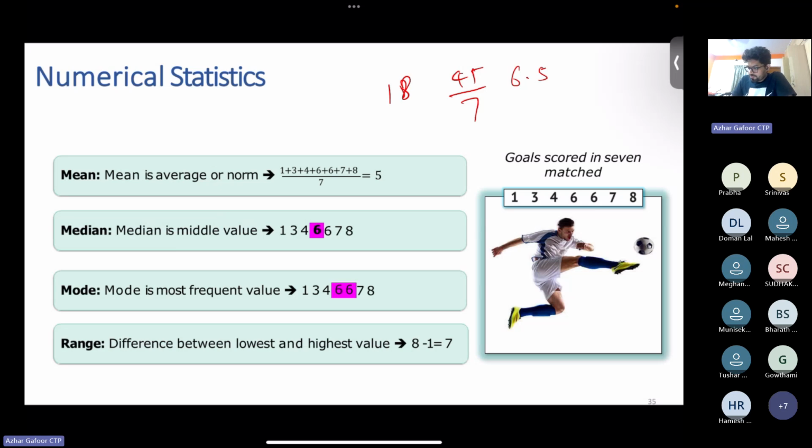Okay, let's say it's around 6.5. Let me calculate 45 by 7. It's actually 6.42. So now we see that the mean has changed from 5 to 6.42 because of an outlier. Now we are coming to see the median.